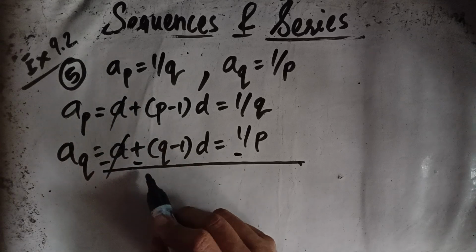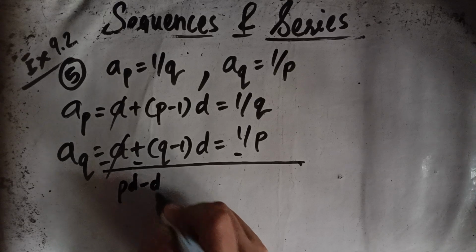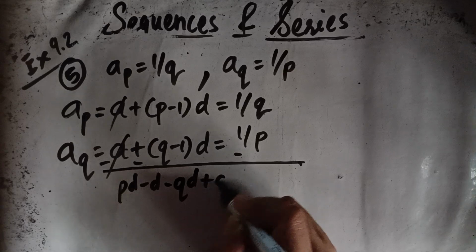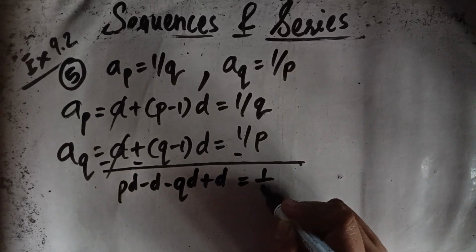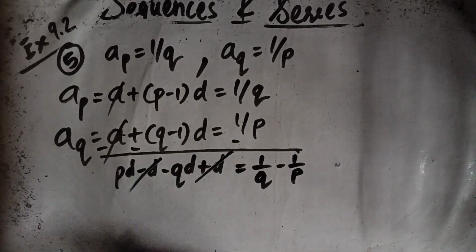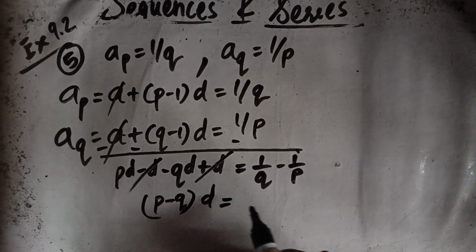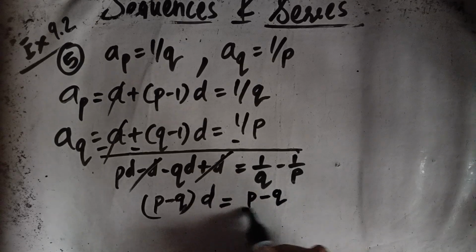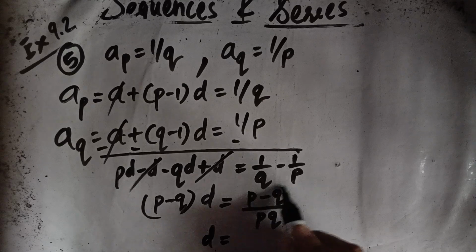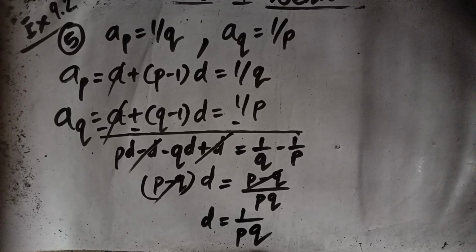So this gets cancelled. We'll get p minus 1 d. So pd minus d minus qd plus d equals 1 upon q minus 1 upon p. So p minus q d equal to p minus q upon pq. So d is, this cancels. So 1 upon pq. Okay. d is 1 upon pq.